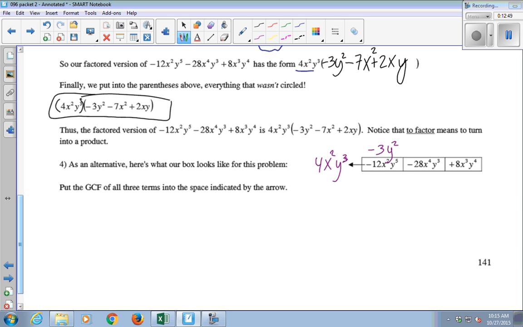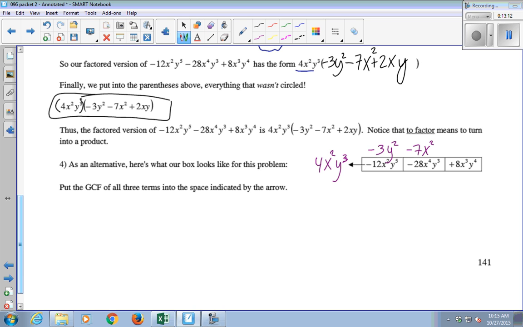All right, what do we multiply 4 by to make a -28? -7. What do you multiply x squared by to make x to the 4th? X squared. And what should I multiply y cubed by to make y cubed? 1, or we don't write anything because times 1 doesn't change anything.